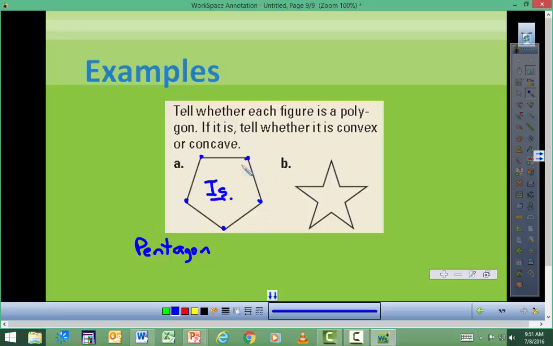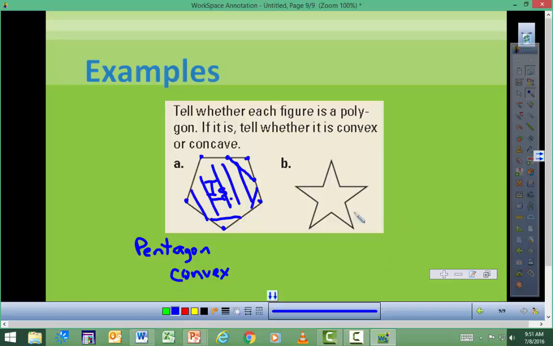Okay, well, whether or not it's concave or convex. None of the segments would lie on the outside, right? If I join two endpoints, since all of them would lie on the inside no matter what, we would say that this is a convex polygon.